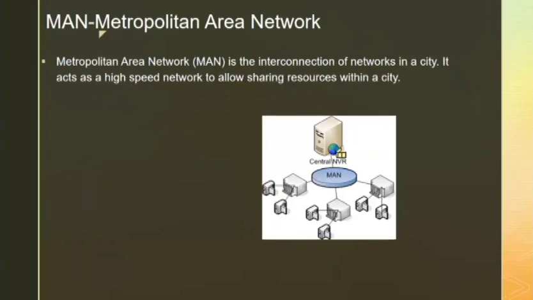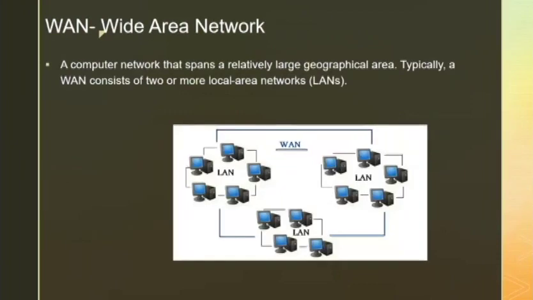MAN, metropolitan area network, is spread within a city actually. So it can connect more than one building. For example, if you have two bank branches in the same city, that we call the MAN. That is limited to one city. If we spread over more than one city, we call that a WAN, wide area network.